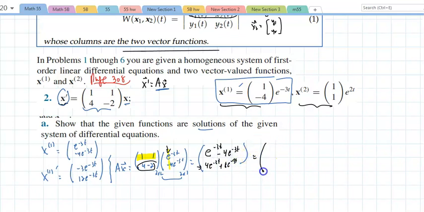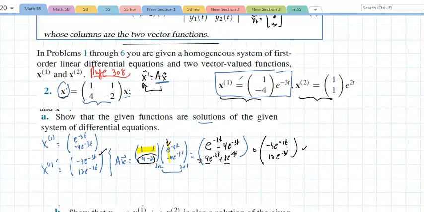and 4e to the negative 3t plus 8e to the negative 3t. And if I combine those, one of those minus 4 of those is negative 3e to the negative 3t, and 4 of those plus 8 of those is 12e to the negative 3t, and you notice that's the same. So those two are equal. This is verified. And let's verify the second piece.